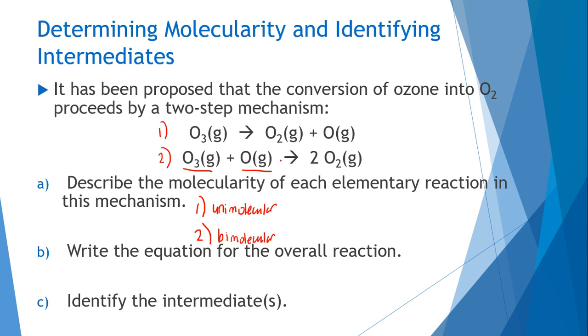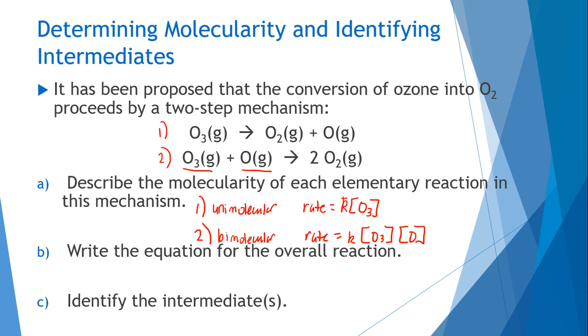Now on your homework, I'm going to have you give the rate law of these. And remember, if you're giving the rate law of an elementary reaction, it's just going to equal k times whatever reactants you have. So for example, the rate here would equal k[O3]. And down here, your rate would equal k[O3][O].